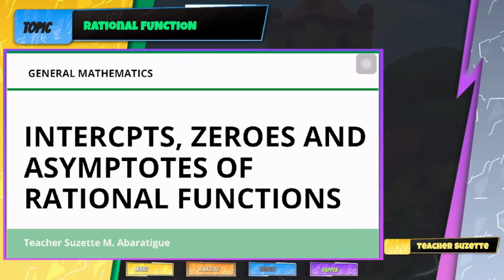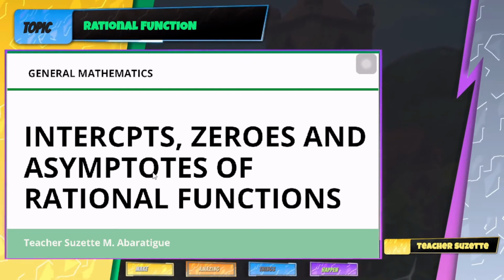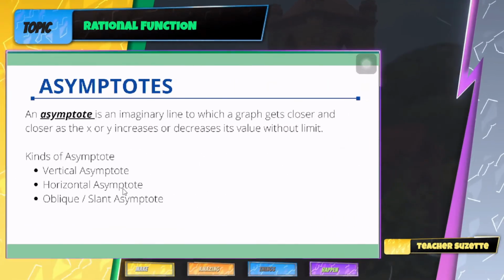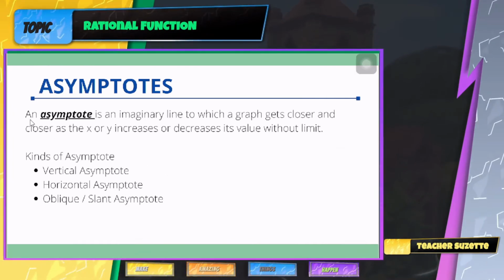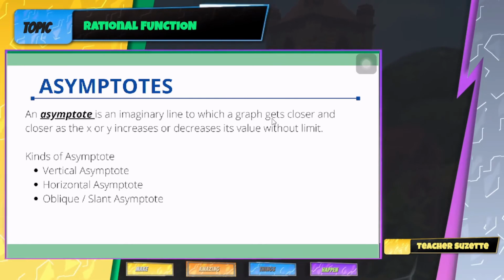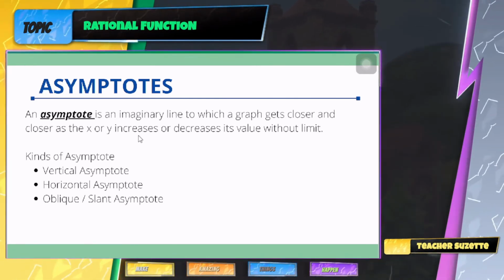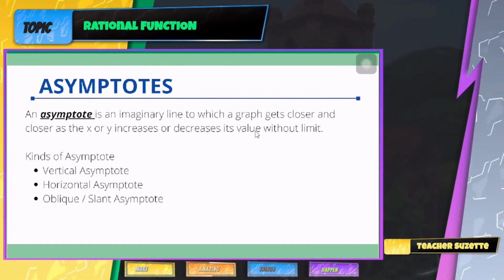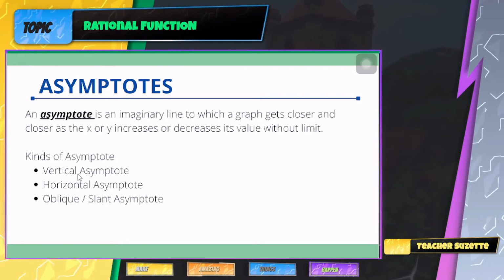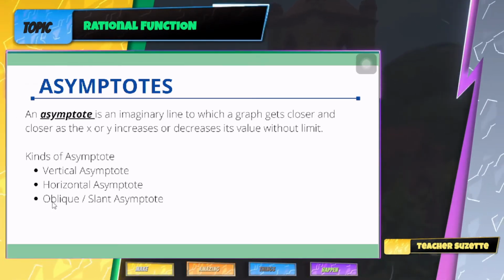Hi class, in this video we are going to focus on discussing the asymptotes of rational functions. So what is an asymptote? An asymptote is an imaginary line to which a graph gets closer and closer as the x or y increases or decreases its value without limit. There are three kinds that we will encounter: the vertical, horizontal, and oblique.